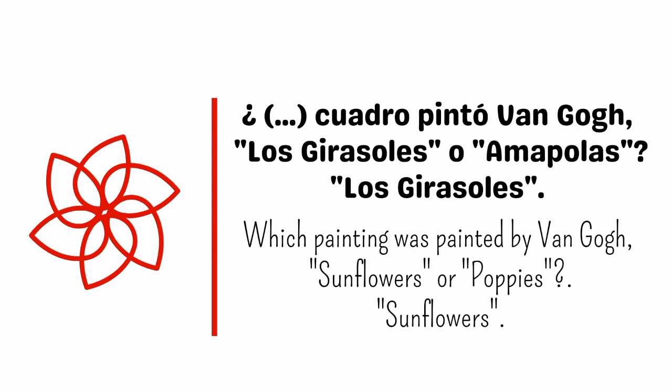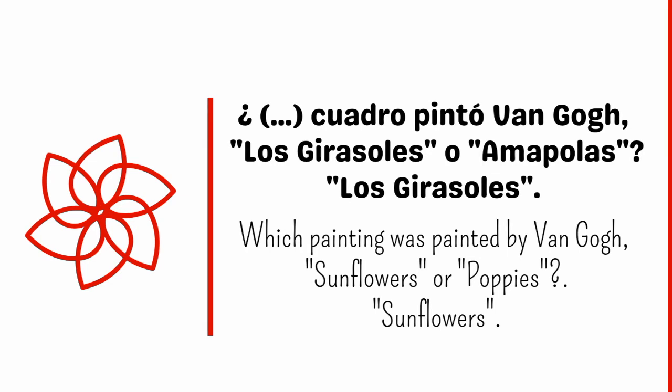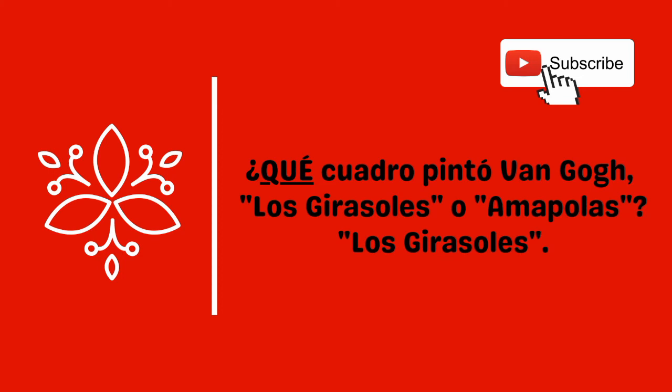Missing interrogative pronoun. Cuadro pintó Van Gogh. ¿Los girasoles o amapolas? Los girasoles. And here we have a different exception because this time in English you would use which and in Spanish you would say qué. ¿Qué cuadro pintó Van Gogh? ¿Los girasoles o amapolas? Los girasoles. And let me give you a tip. When you have a noun after the interrogative pronoun, it is always qué. ¿Qué cuadro? Never cuál cuadro. ¿Ok?